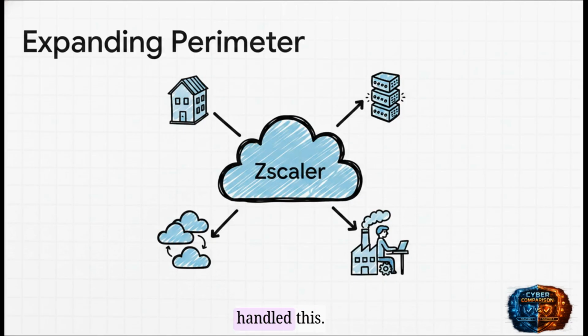Traditionally, Tunnel 1.0 handled this. But as organizations scaled up and became incredibly distributed, massive operational challenges popped up. And that complex scale is exactly what triggered the evolution to Tunnel 2.0.